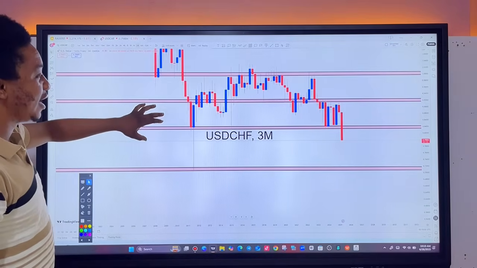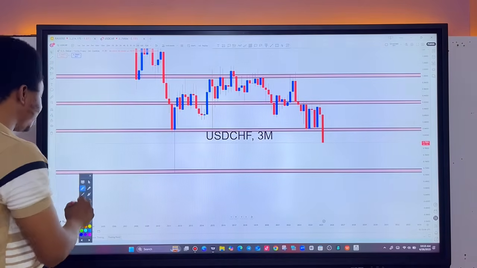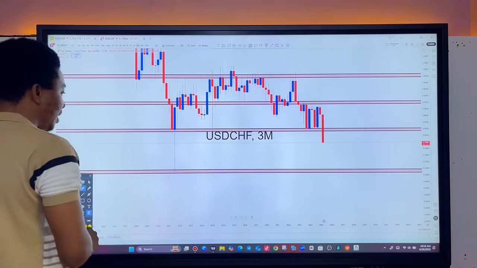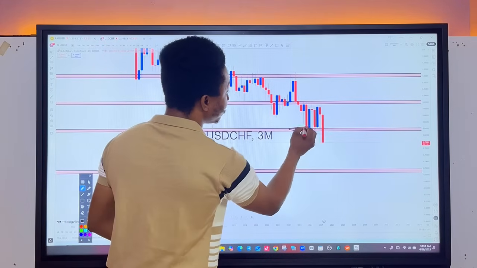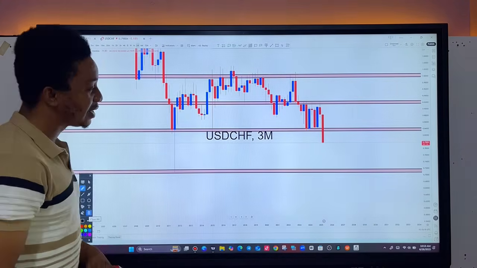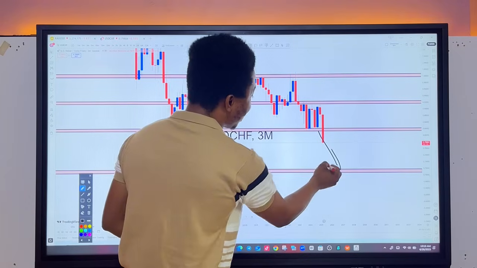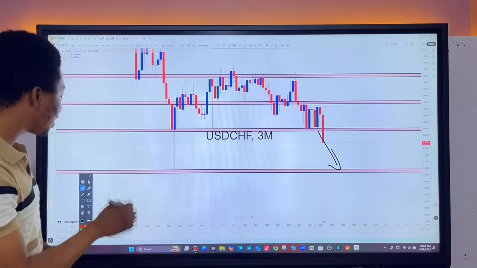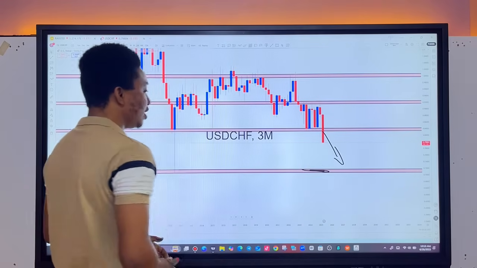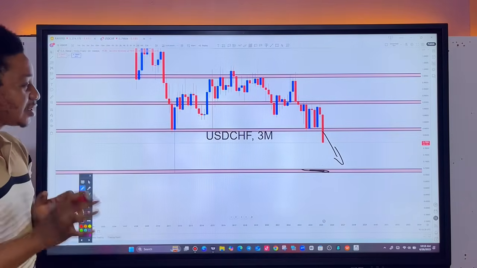Let's take our time and analyze this pair as well. So in the 3 months time frame, we have the upper, the mid range, and then the lower. So what has price done? Price has been able to break below the support level of the 3 months all the way to the downside. What does it mean? It means that sellers are in control. They are pushing the market all the way to the downside. So what should we be looking for? Selling opportunities all the way down to the next support level. Let's find out as we take you through the various time frames together.